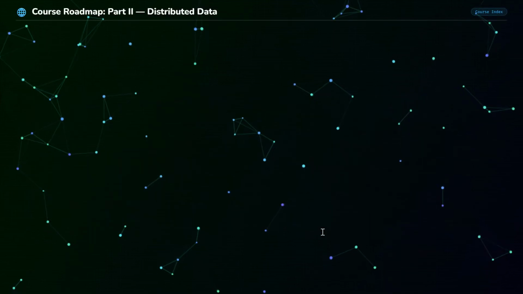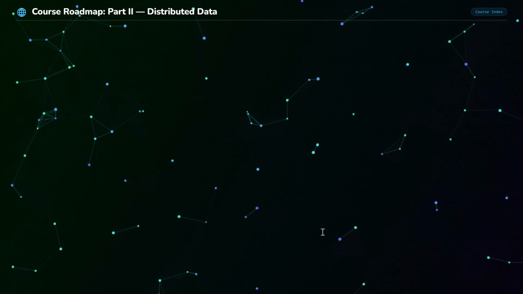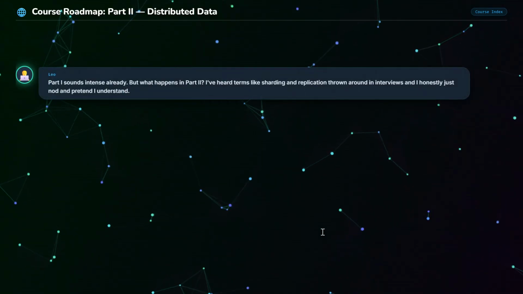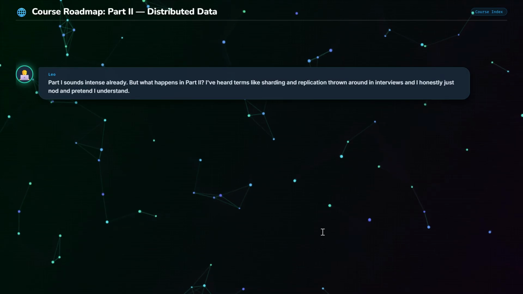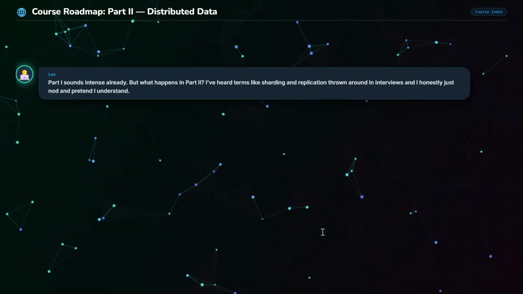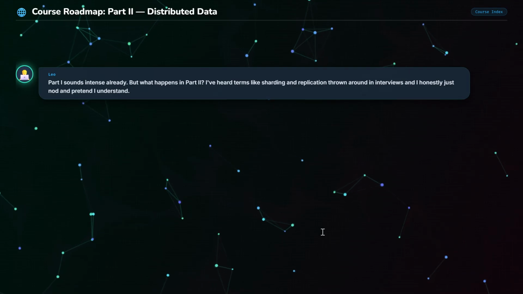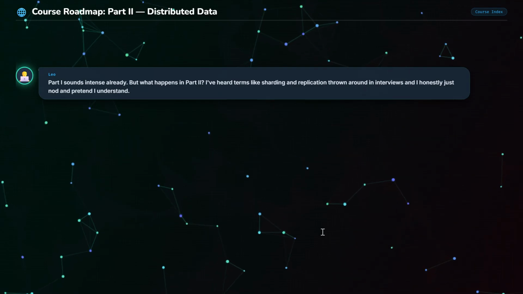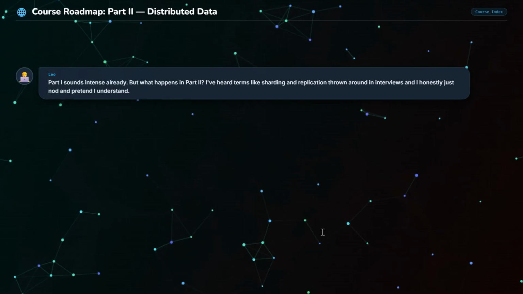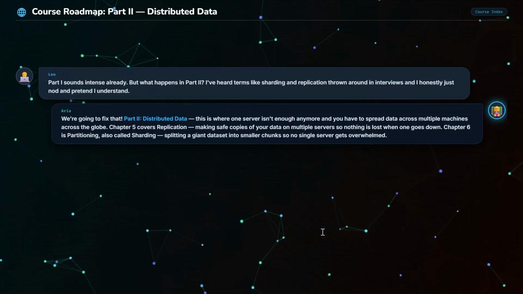Part 2 is where things get genuinely mind-bending. Distributed systems. Part 1 already sounds incredibly rich. What happens in Part 2? I have heard terms like sharding and replication thrown around in senior engineering interviews, and I honestly just nod and pretend to understand. We are going to fix that completely.